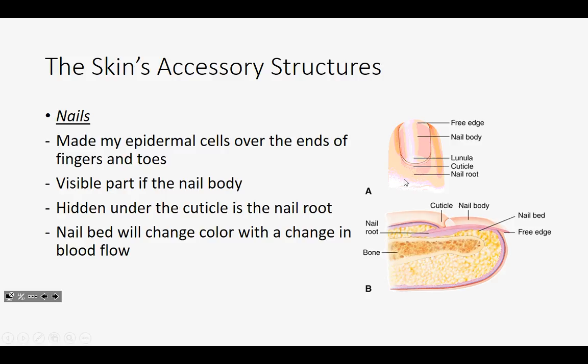Okay, so the free edge, this edge of our nail, that's what we call the free edge of your nail. Then you have the nail body. The lunula is that little white moon-shaped spot. That's partly where new nail tissue is being made, so that's part of the nail root that you can see poking up there. So the nail root is where new nail is made, and then it's pushed out to become the nail body and the free edge.